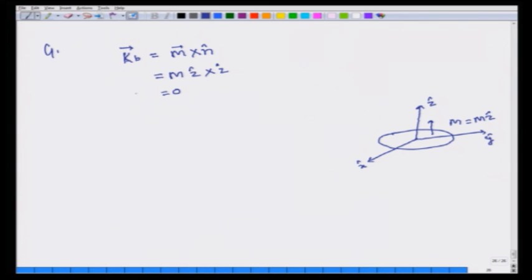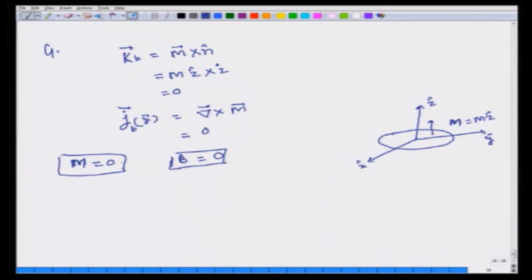And the volume current density, jb, is given by del cross m, because we have a uniform magnetization. So, this is also 0. Outside the disk m equal to 0, because magnetization is only on the disk, and because there is no free current and no bound current, we can write B is also equal to 0. So, this is the answer for problem number 4.